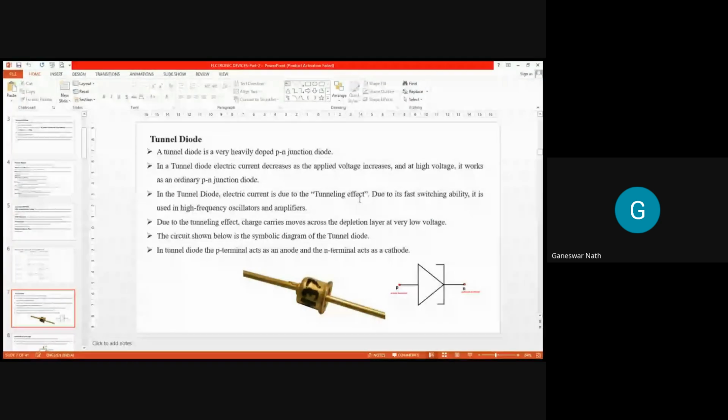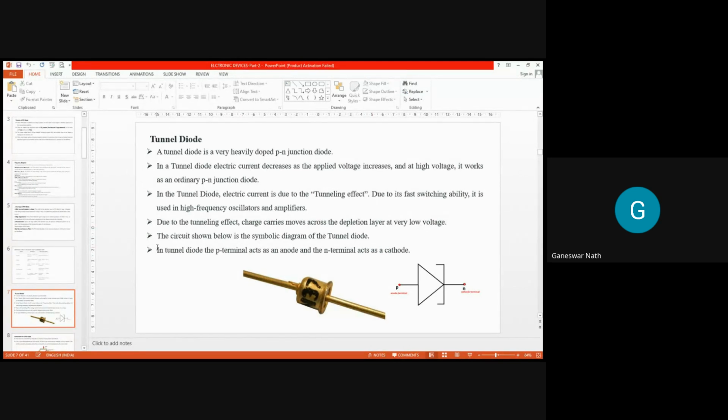Okay, in a tunnel diode electric current is due to the tunneling effect. You know, a tunnel is a structure where there is a very narrow region or narrow path. Whenever any charged particle has to move through it, its behavior is far different. So that is called the tunnel effect. Okay, so due to its fast switching ability, it is used in high frequency oscillators and amplifiers. Clear? So due to this tunneling effect, charge carriers move across the depletion layer at very low voltage.